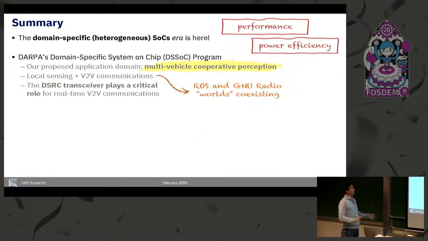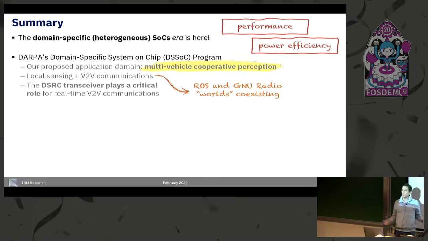So to wrap up, I think we all agree that the domain-specific heterogeneous SoC era is here, based on some talks that we have already seen. This is because we need to significantly improve performance throughput as well as power efficiency. DARPA understands that very well, and this is why one of its programs, the SOC, is about heterogeneous SoC. So under this program, we are developing this open source application called ERA for multi-vehicle cooperative perception that includes, as I said, local sensing plus vehicle-to-vehicle communications in the same application.